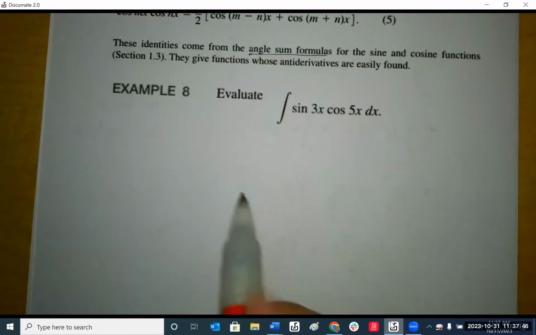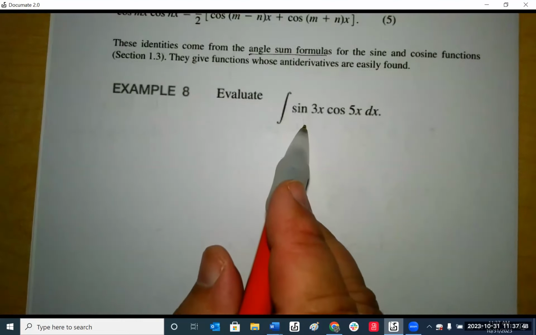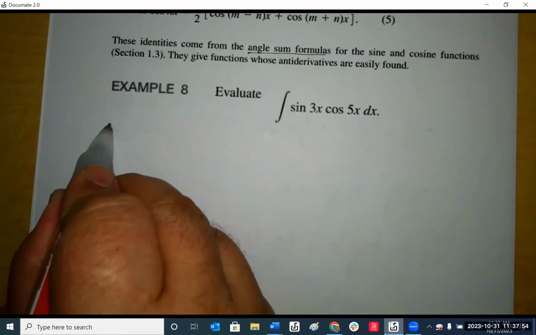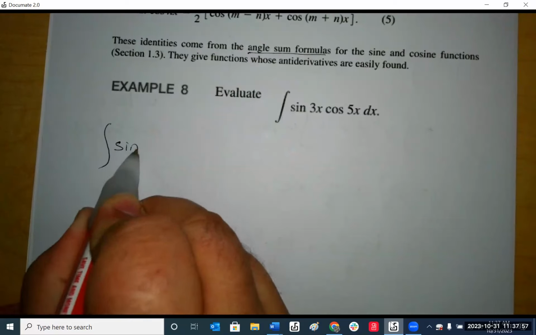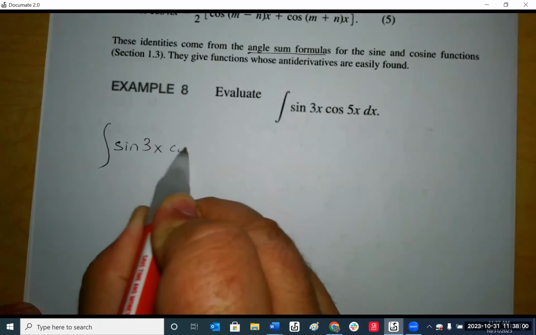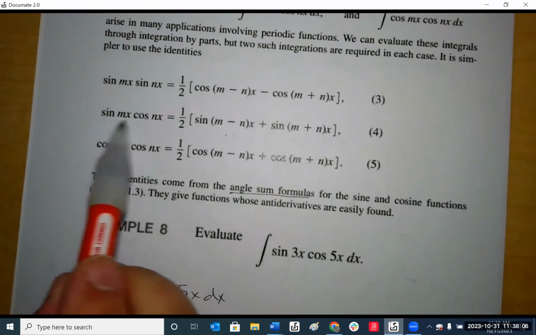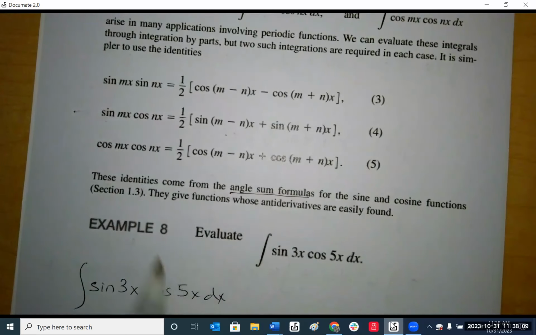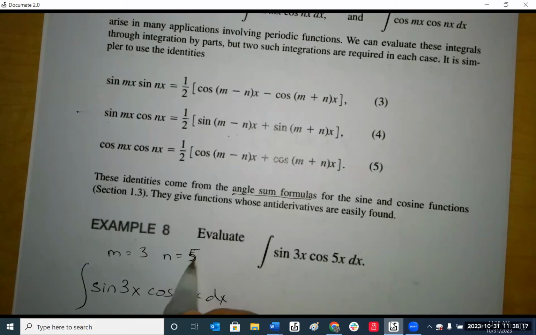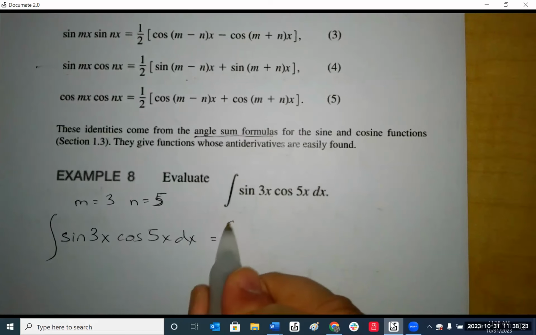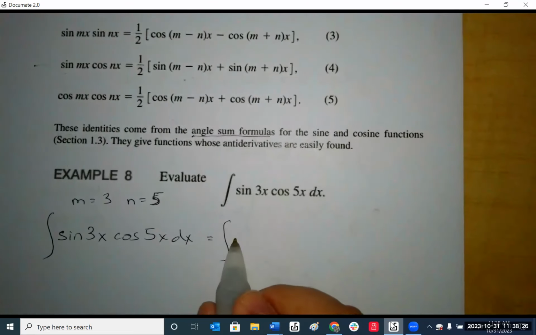So let's look at what we have here. Evaluate this function. We have the integral of sine 3x cosine 5x dx. We have to use this one since we have a sine and cosine. So m is 3, n is 5. So we use that formula.